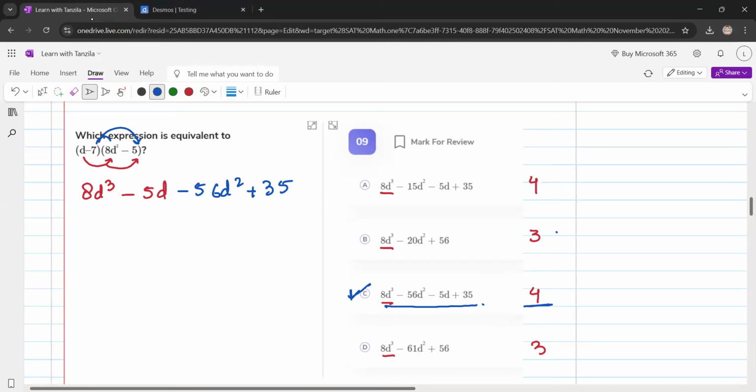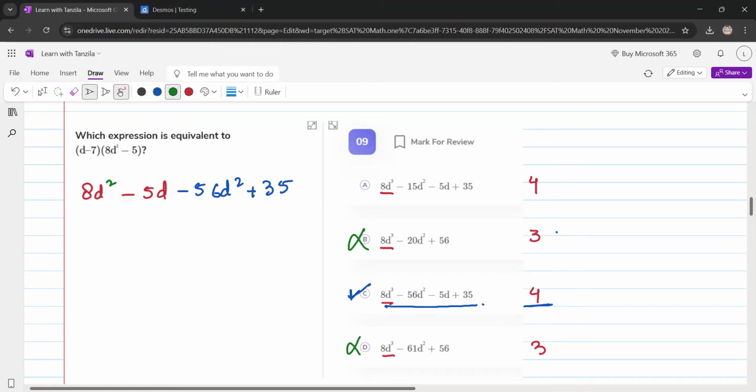How would you figure that out? See, every single term is different, and that is why you won't end up with terms which you will be able to cancel out or combine. You multiply d with the square term, you get a d cube. You multiply d with this, you get a linear d. 7 with 8d square, you get a term for d square. 7 with 5, you get a number term. So every term you get is going to be different. You won't be able to combine them, and that way you can eliminate the options with three terms, which are B and D.